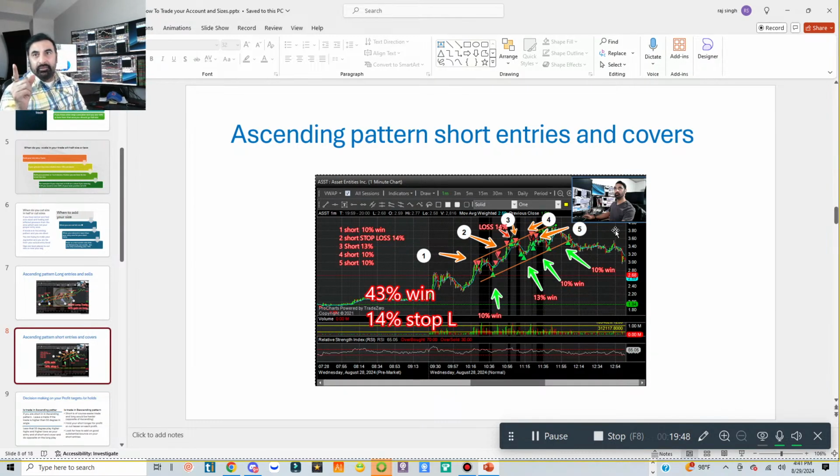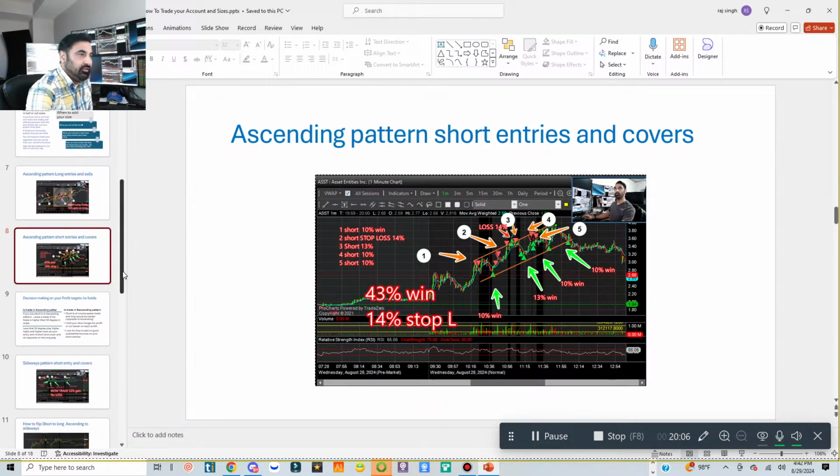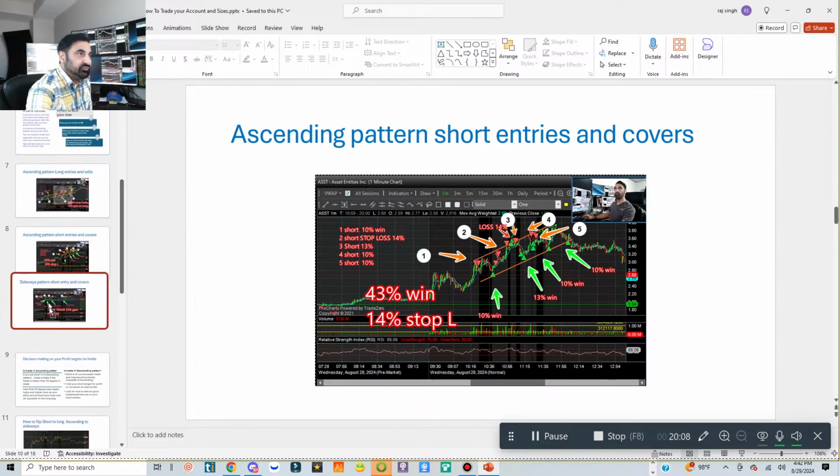So guys, we took a stop loss and then we came back and we won twice after that. So you can see that. There was a total of 5 plays, but there were 4 wins, okay? And 1 was a stop loss. So this is, again, ascending. So now we're going to talk about sideways, okay? This is the sideways.